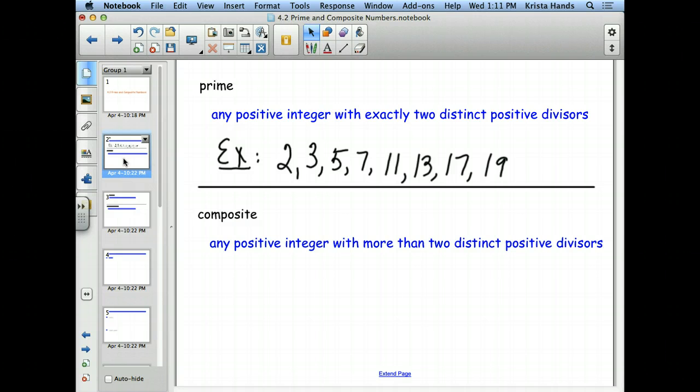A composite number then is simply any integer that has more than two distinct factors. So let's give, they don't need to be necessarily in order, but give me some examples of some composites. Give me one, Taylor. Composite number. 6. 6 would work. Because 6 can be made up of 2 times 3. It has more than two distinct factors. What else?